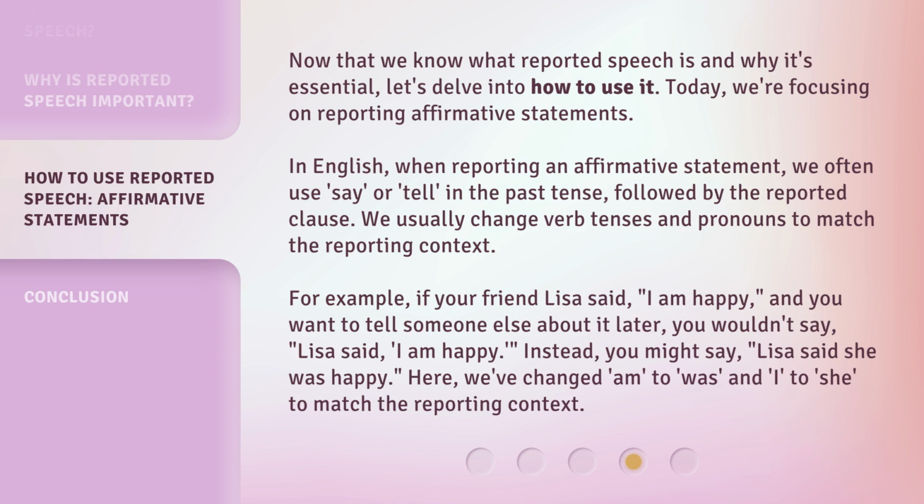For example, if your friend Lisa said, "I am happy," and you want to tell someone else about it later, you wouldn't say, "Lisa said, I am happy." Instead, you might say, "Lisa said she was happy." Here, we've changed am to was and I to she to match the reporting context.